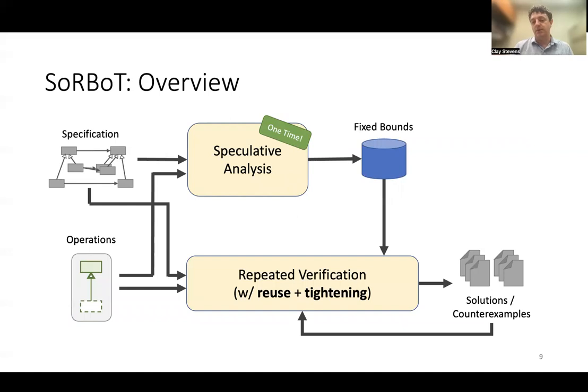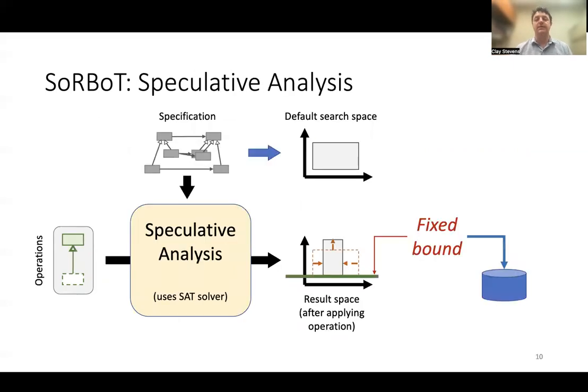So once we've determined which bounds can be fixed, we can use the specification and the operations to perform the verification upon the specification to generate the solutions, and then feed those solutions back into the system along with the specification, the operations, and the fixed bounds to do our loop of repeated verification over and over and over. Let me describe this a little bit more in detail.